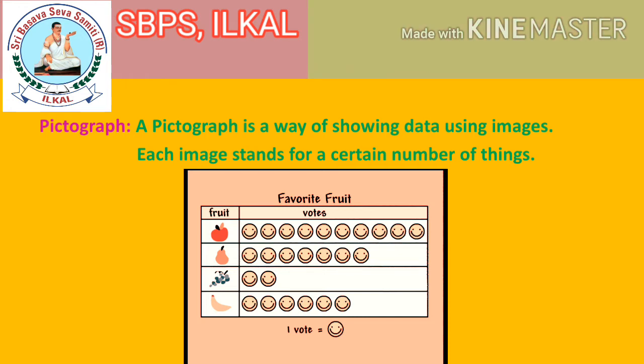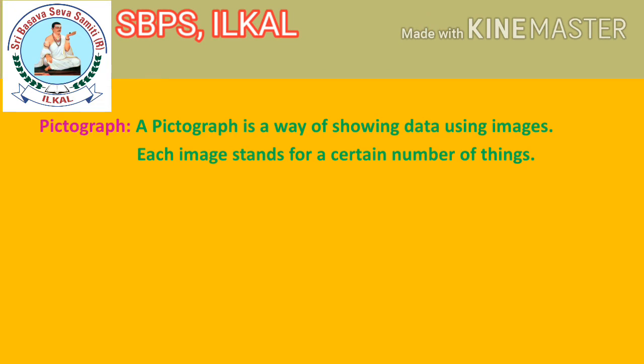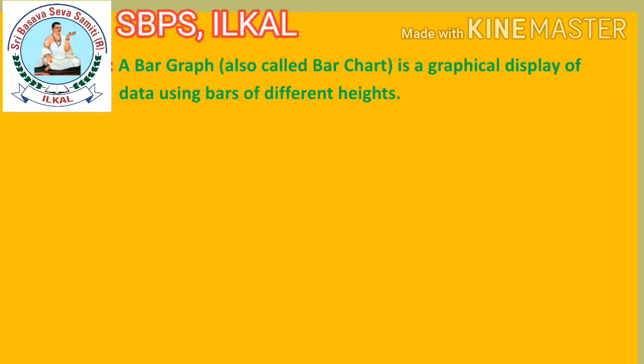Now is it clear? A pictograph is a way of showing data using images, and each image stands for a certain number of things. Next word is a bar graph.